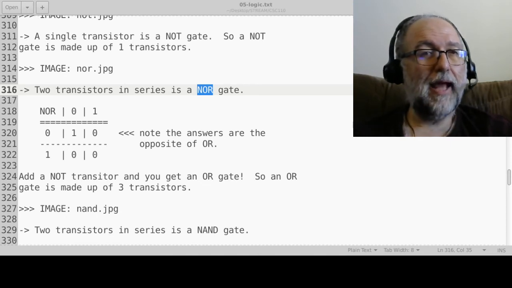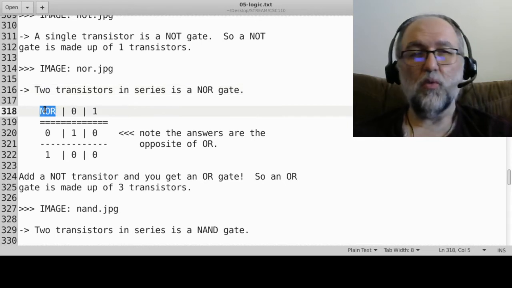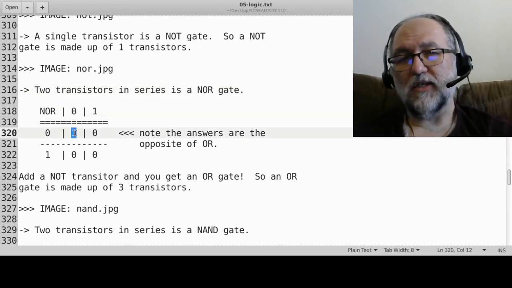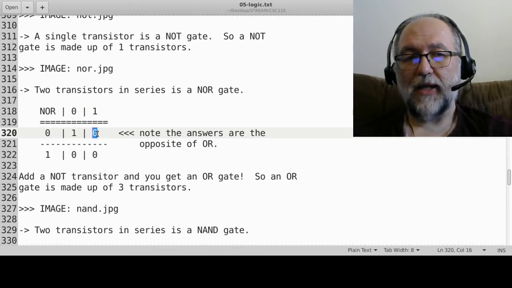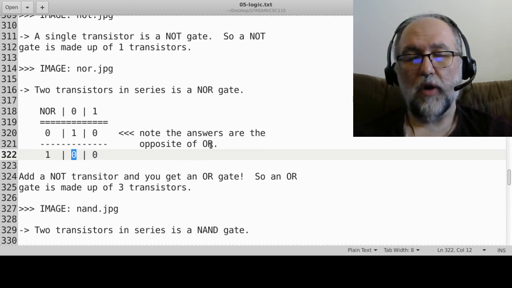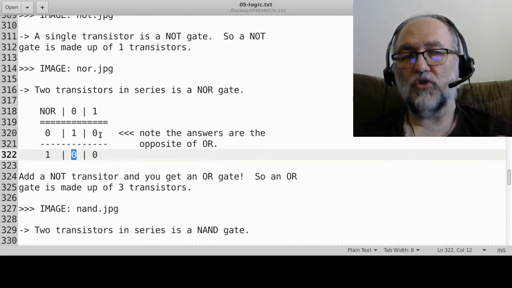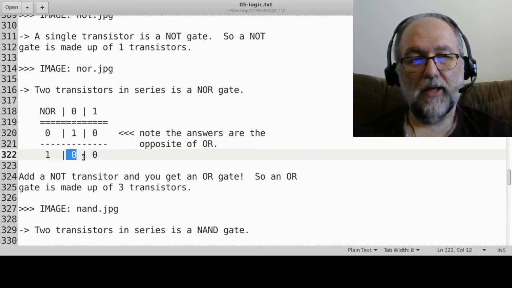A NOR gate is just the opposite of an OR gate. Okay, and what do I mean by that? Well, if you take a look at the truth table here, the way the NOR gate works is whenever you would have gotten a 0 as an answer for OR, you get a 1. And wherever you would have gotten a 1 for an answer, here, here, and there, you get a 0. Okay, so it's just the opposite of an OR gate. So take the truth table, and this part here that I'm highlighting, that part there and that part there, those are the answers.